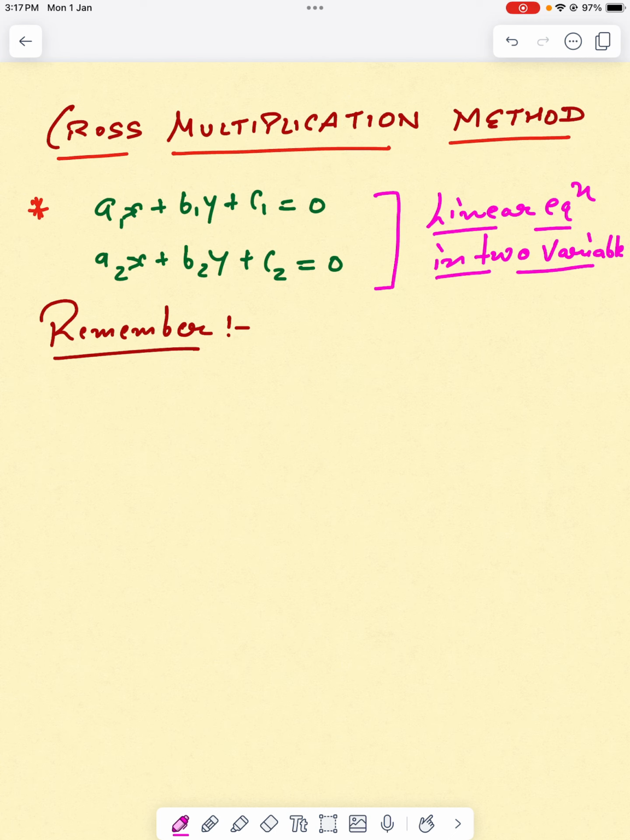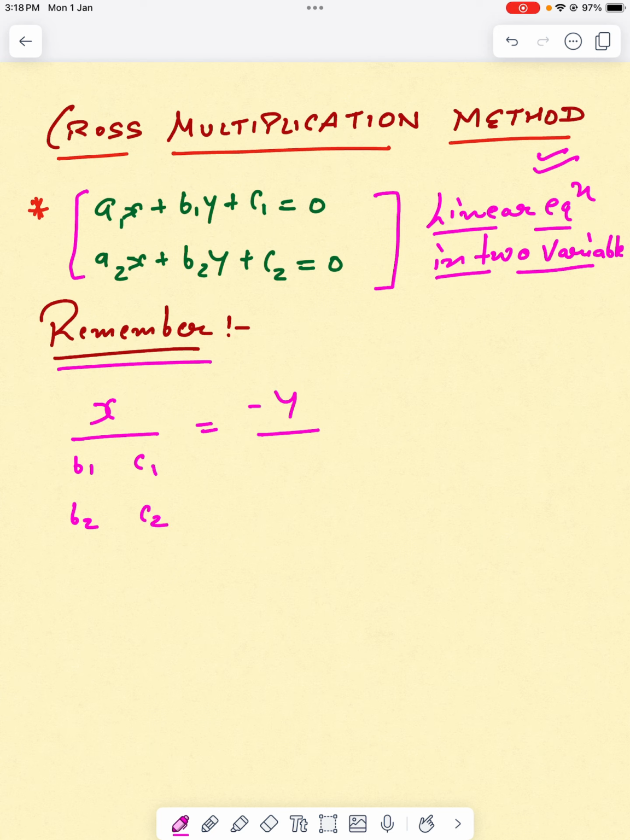If you don't know about this method, whenever a pair of linear equations is given, in order to solve the equations, or find the solutions, that is the variables x and y, you can use cross multiplication directly like this. Always remember the result: x upon b1 b2 c1 c2 is equal to minus y upon a1 a2 c1 c2 is equal to 1 upon a1 a2 b1 b2.